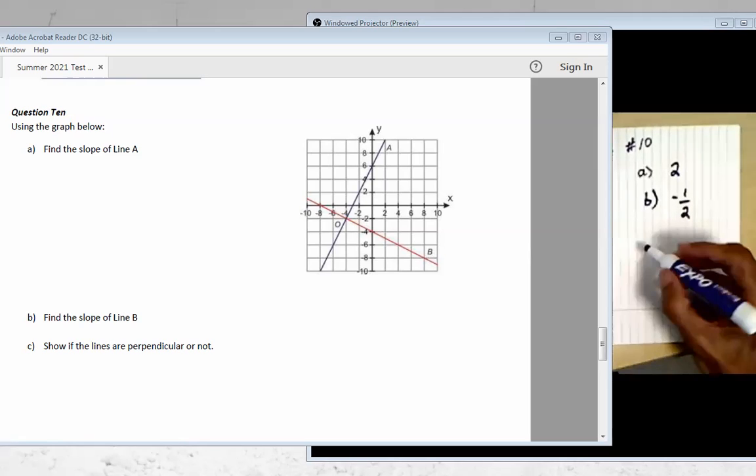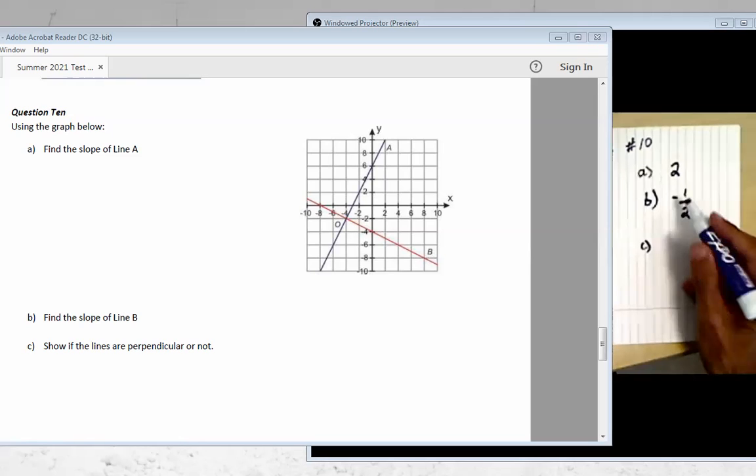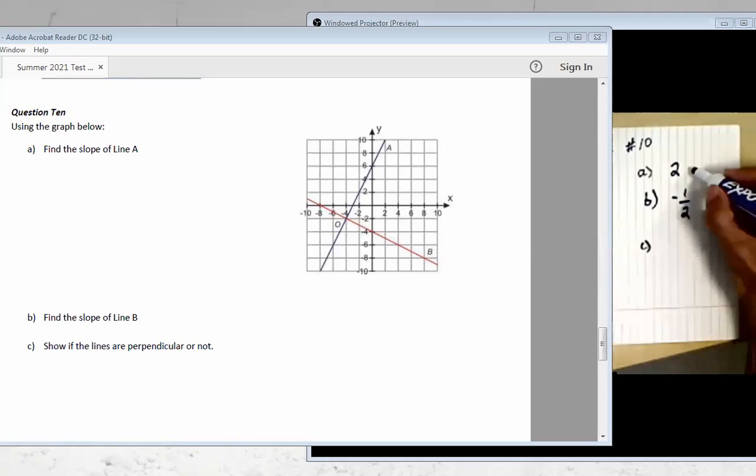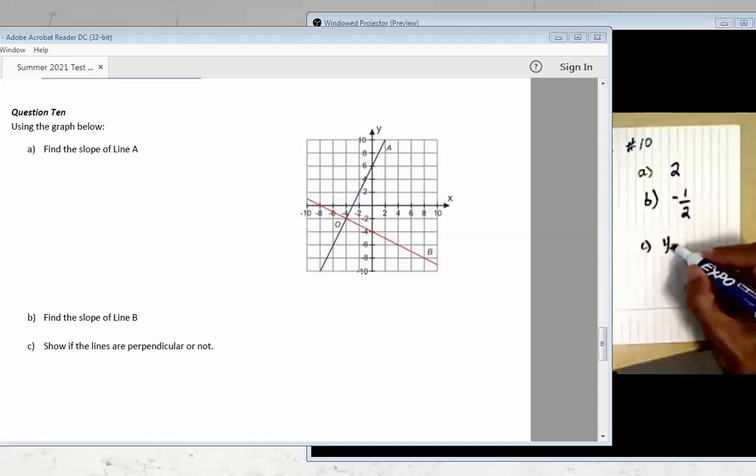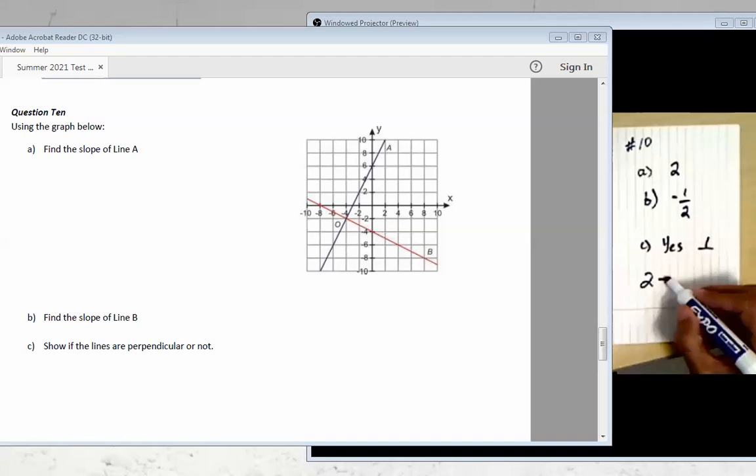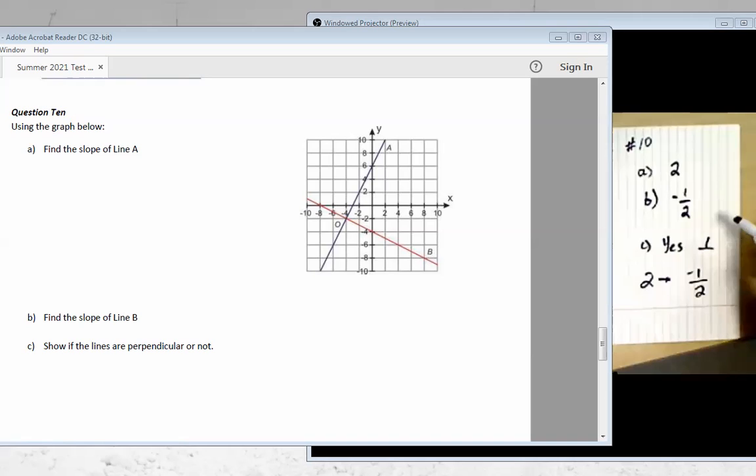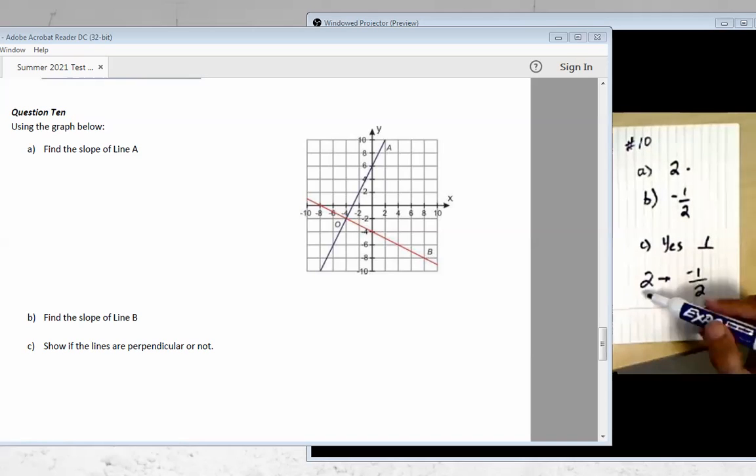And then for C, are these lines perpendicular? And the answer is yes, they are perpendicular. Because for lines to be perpendicular, the slope, you turn it upside down, and then you switch the sign. And look at that. We got a 2 to start with, and then it switches to a minus a half. So that means, yeah, the lines are perpendicular to one another. Okay, and that's what you need for number 10.